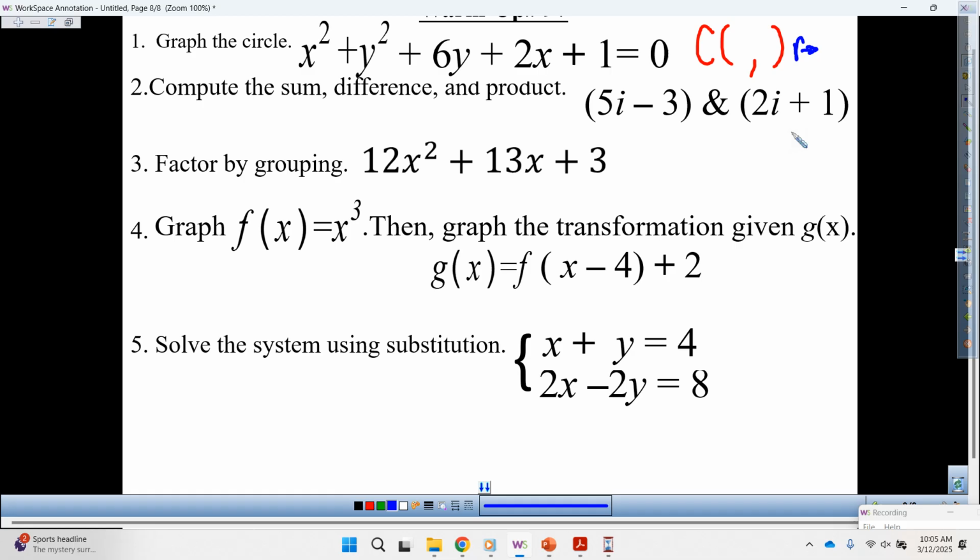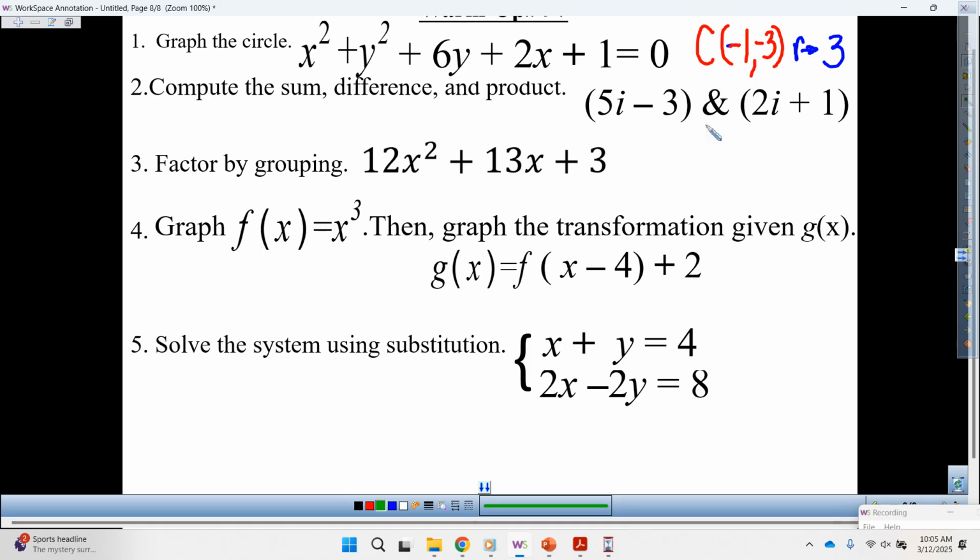Looks like Enrique's got it, but let's go with Mariah. What'd you get for center? Negative 1, negative 3. Hands if you agree with that. That is correct. Radius. What'd you get, Mariah? Close. Three. Hands if you got 3. That is correct.